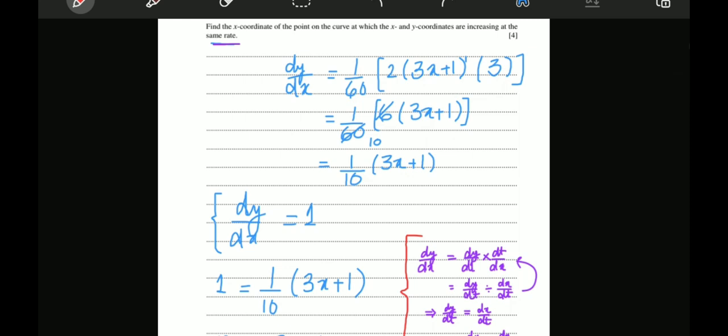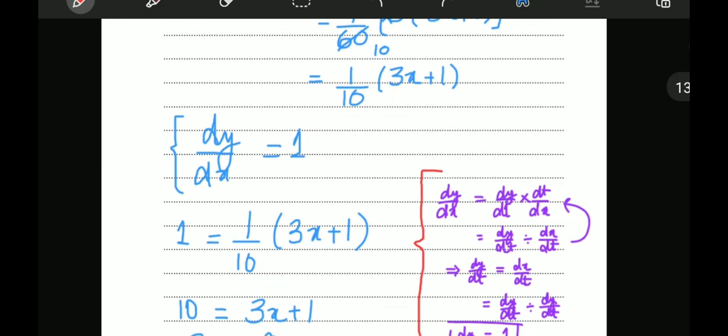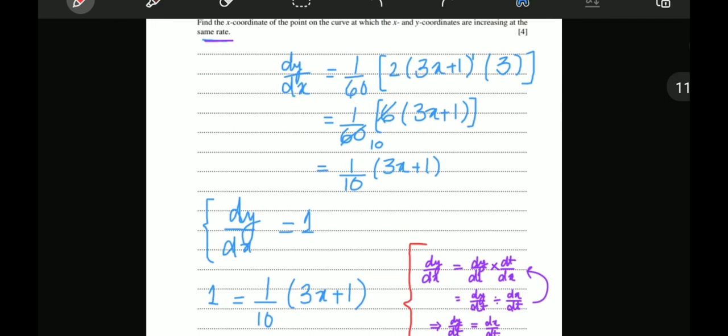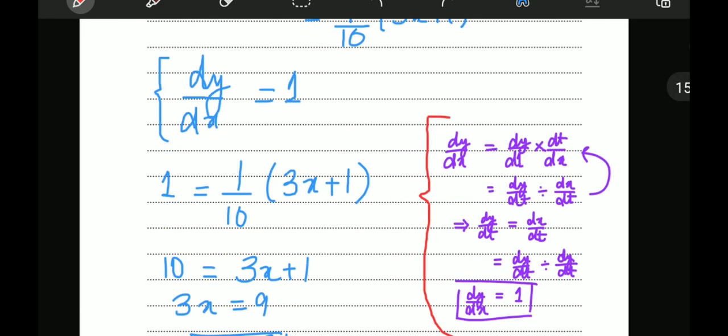Now they are telling you about the x coordinate of the point on the curve at which x and y coordinates are increasing at the same rate. So this is going to give you dy by dx equals 1. How? Let's find it out. For your rate question, you know that dy by dx is equal to dy by dt into dt over dx. Rate means it is changing with time.